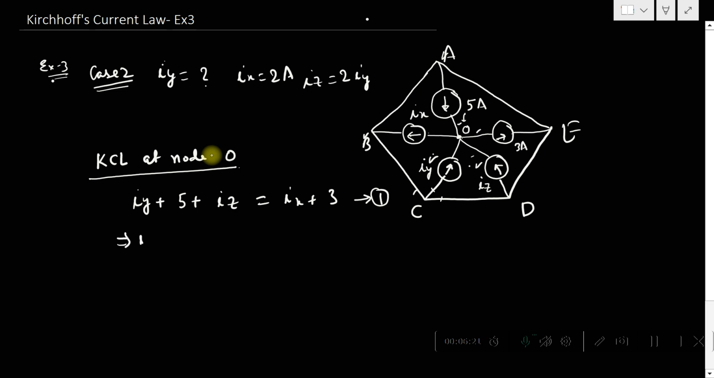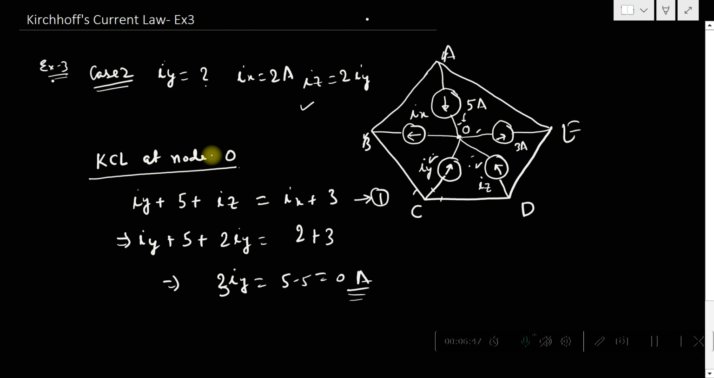Now in this equation, put these conditions. We need to find current Iy. So let's write down Iy plus 5 plus Iz, where Iz is twice Iy, equals Ix, which is 2 amperes given in case 2. That gives us twice Iy plus Iy, which is 3 times Iy, equals 5 minus 5, which is 0 amperes of current. It means there is no current flowing in the branch containing Iy, right? It means this is an open circuit. Zero current implies an open circuit.